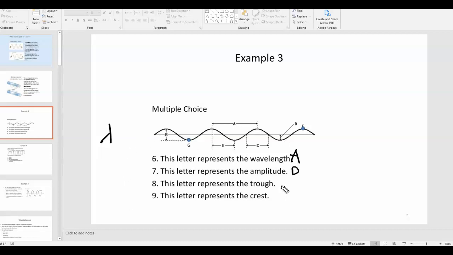All right, G represents the trough, and then it looks like point E right here represents the crest. All right, so you should definitely be able to label different parts of a transverse wave. Okay, so let's take a look at another example.